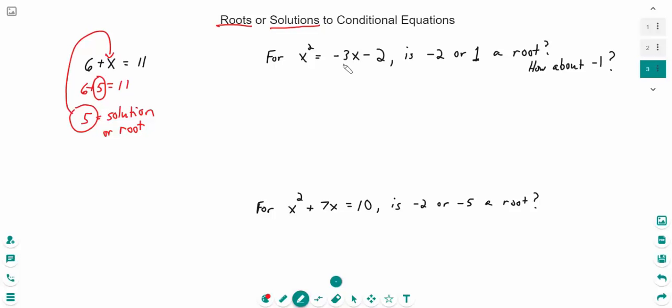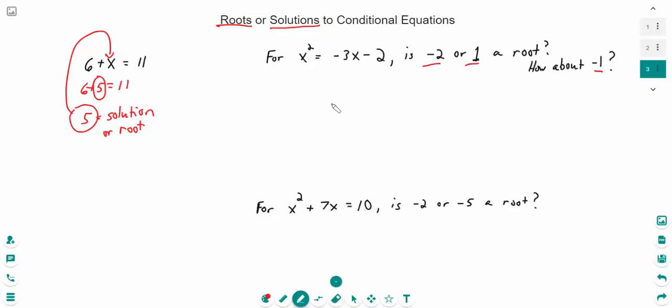But right now, let's just get some practice in making sure that we see why a number would be a root or a solution for an equation. So here, we have the equation x squared equals negative 3x minus 2. And the question is, is negative 2 or 1 a root? And then they also ask, how about a negative 1? Okay, so we're looking at those three possibilities: a negative 2, a 1, or a negative 1. Are any one of those a root for this equation?